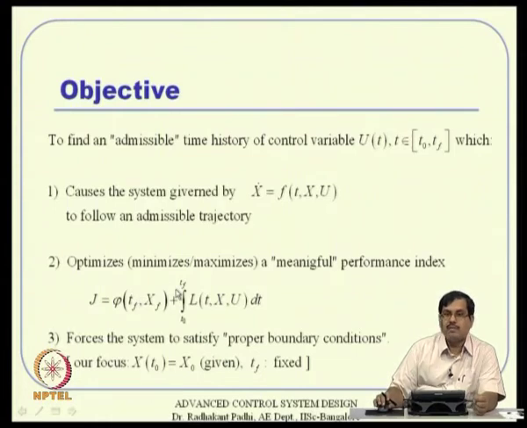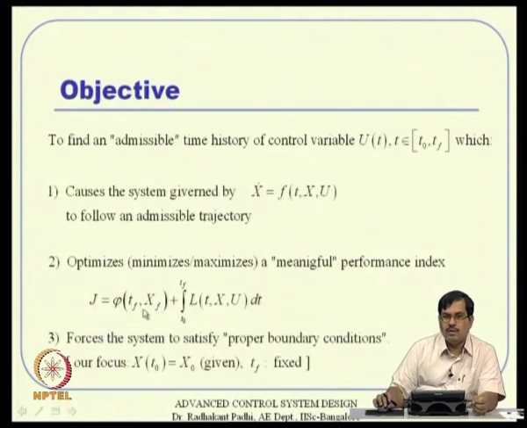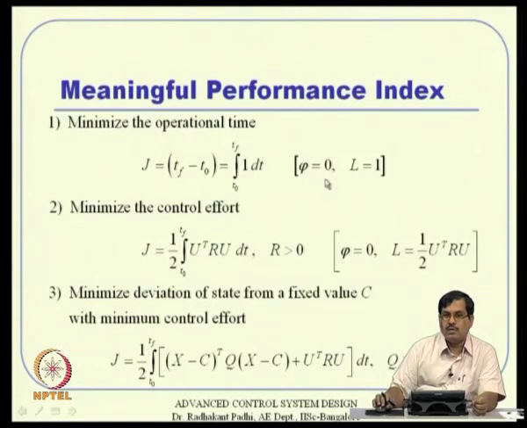So, let us give some intuitive examples which will make our ideas clear. Let us say you want to minimize the operational time. This is a particular application where we are interested in minimization of operational time. That means we want to minimize tf minus t0, which I can essentially write as the integral from t0 to tf of 1 dt. So, if you go back and see, then phi in this context turns out to be 0 and L turns out to be 1.